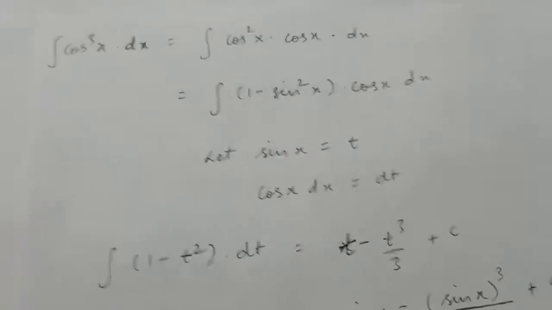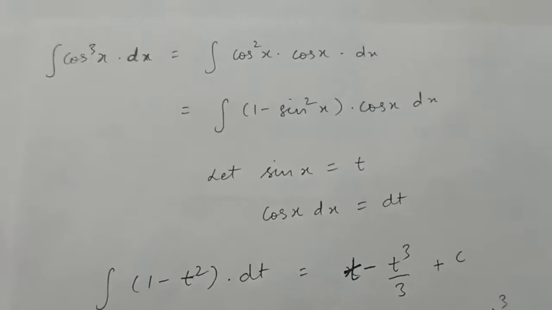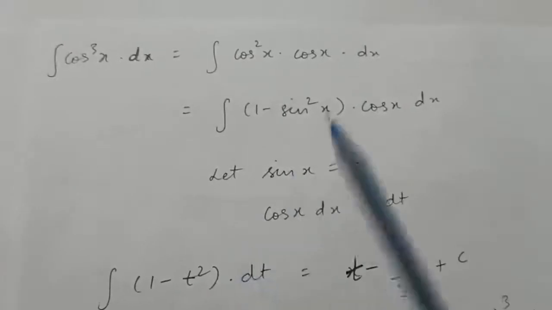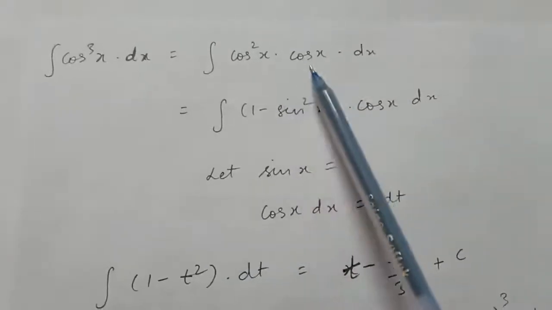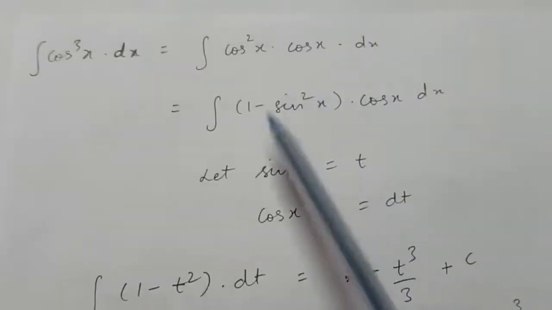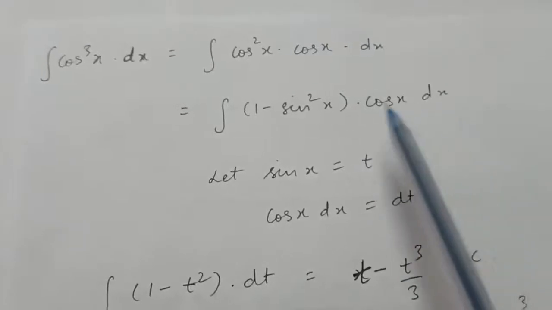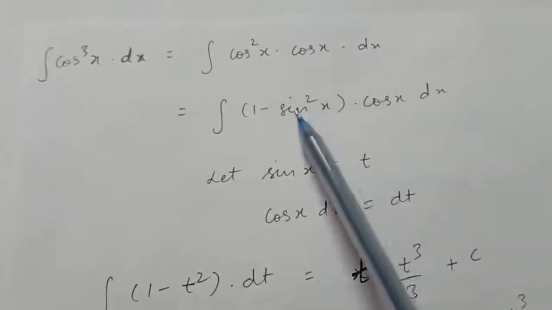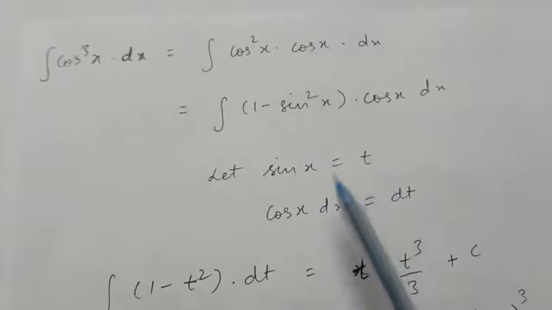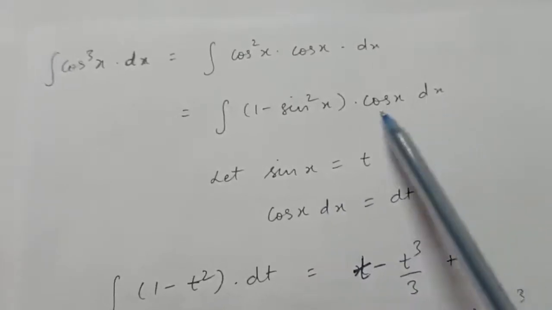Now another method to solve cos cube x, or sin cube x, is to write cos cube x as cos square x into cos x. Now this cos square x can be written as 1 minus sin square x, into cos x into dx. Now if you let sin x equal t, then cos x into dx will be dt, which is present in the integrand.